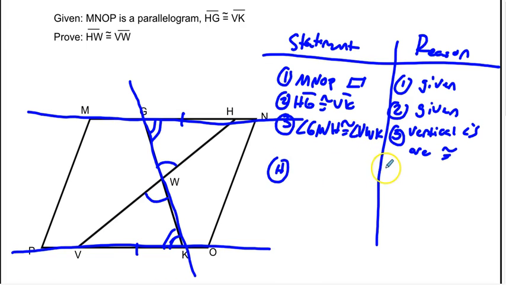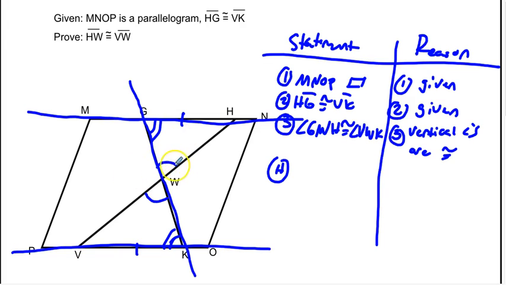Four. We've got two of our things marked. Now we want to get that these angles are congruent. And I know what you want to write. You want to write angle HGW is congruent to VKW because alternate interior angles are congruent. But first you need to establish that these opposite lines are parallel. You can't just go straight into it.